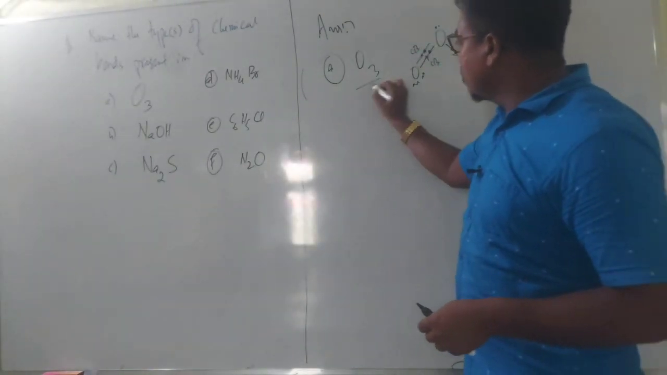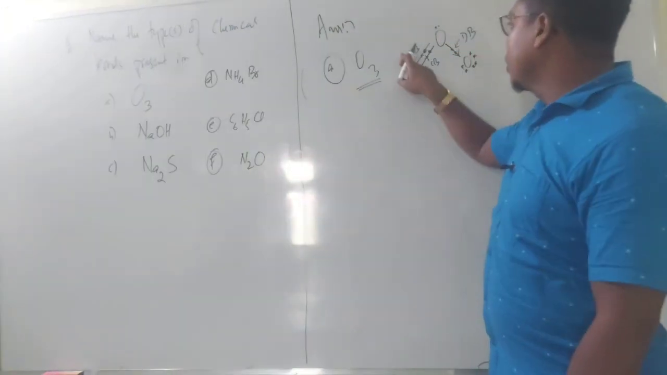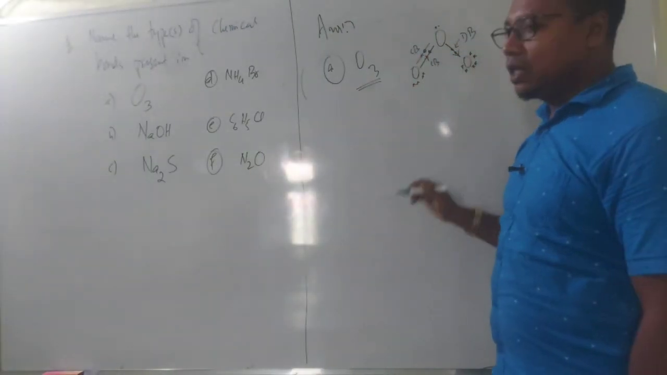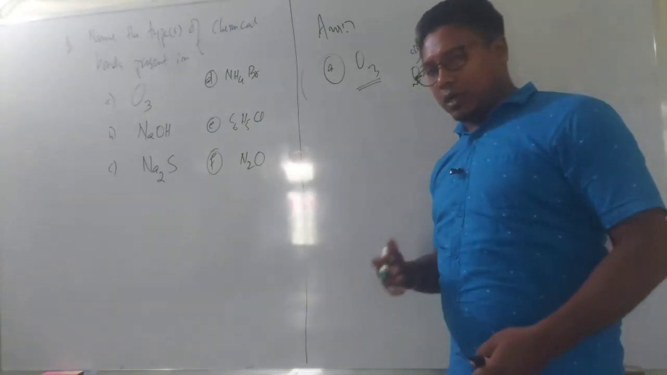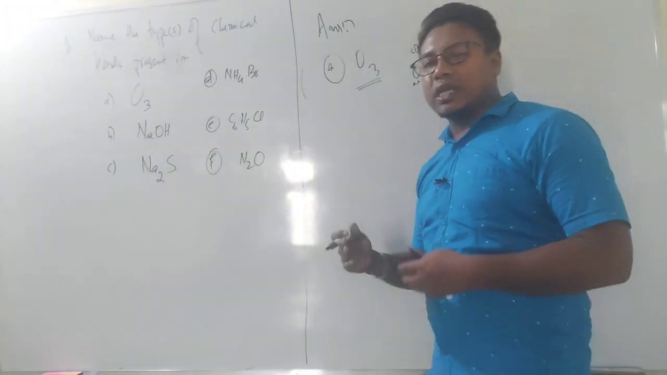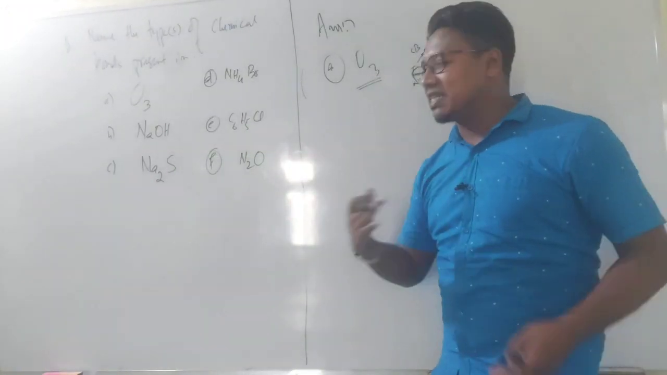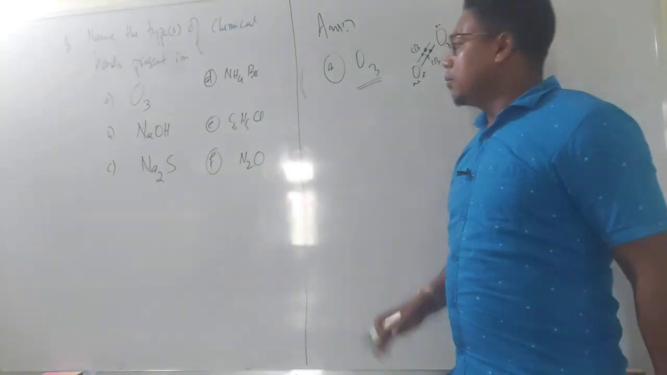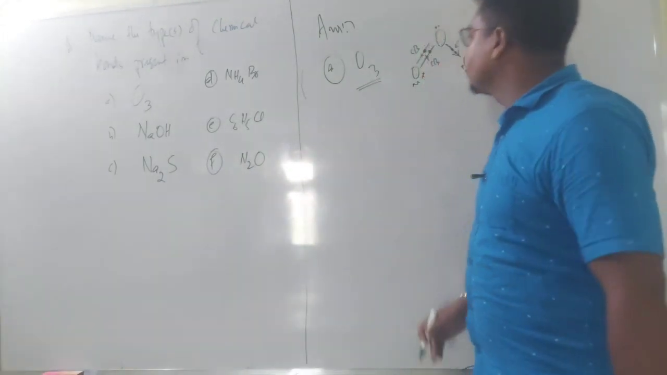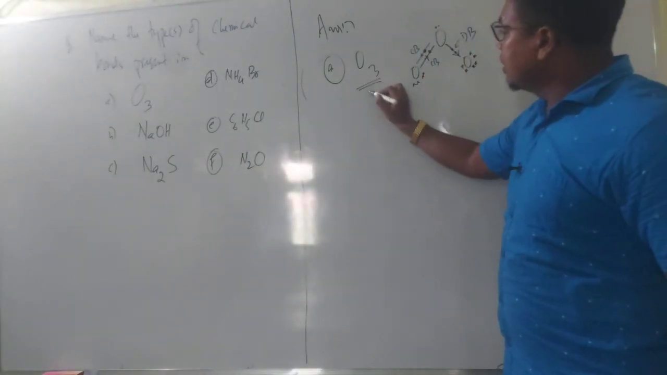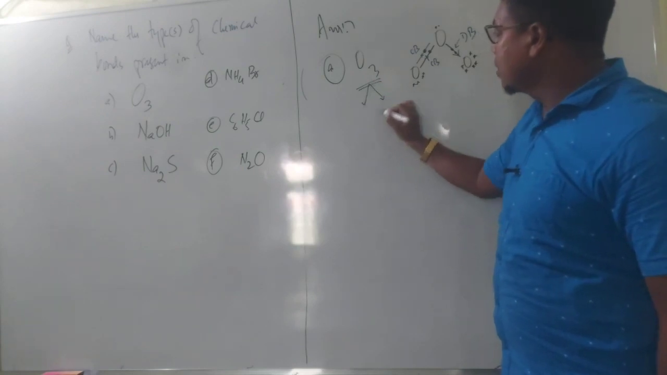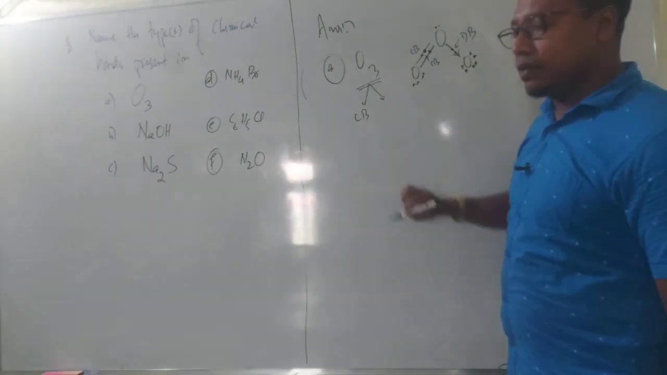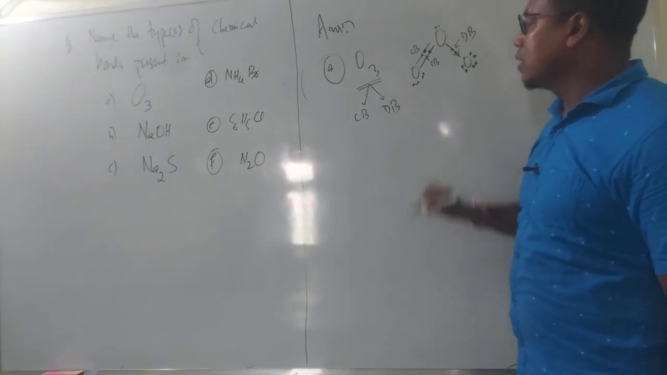So in ozone 2 types of bonds are present, covalent bond and dative bond. The number of covalent bonds can be counted. The number of dative bonds can also be counted, because a dative bond is a special type of covalent bond, but ionic bonds cannot be counted. Okay. So this contains 2 types of bonds. One type is covalent bond, another type is dative bond, right?